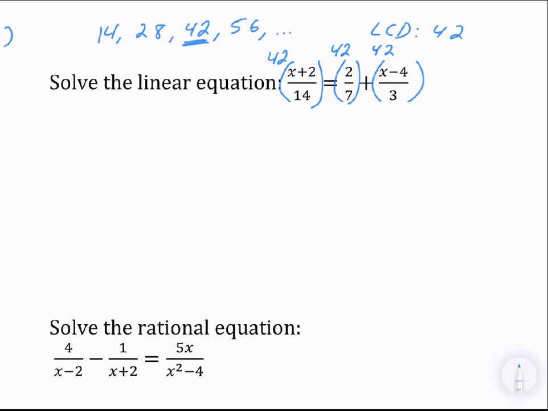Okay, and we get to divide some things, right? So 42 divided by 14 is our first denominator, 3. Okay, so this would be 3 times x plus 2. And then 42 divided by 7 is 6, so this would be 6 times 2. So we're dividing by the denominator and then multiplying by whatever's in the numerator. And then 42 divided by 3 is, you said it was 14. So plus 14, parentheses, x minus 4.